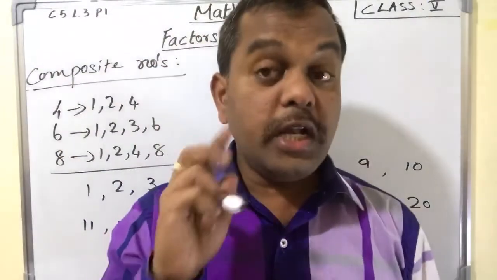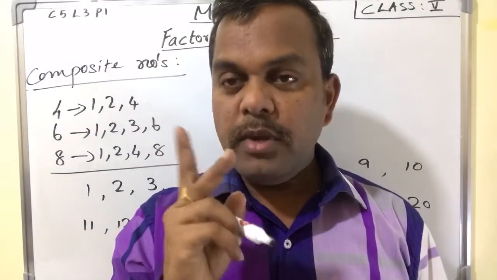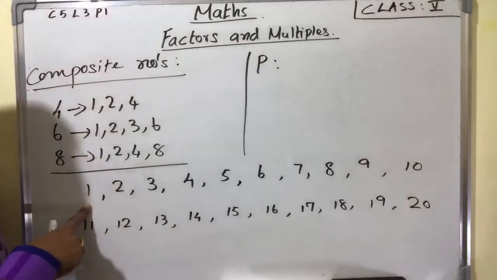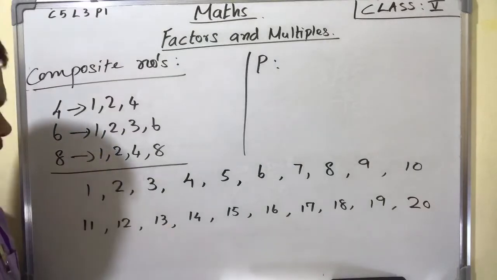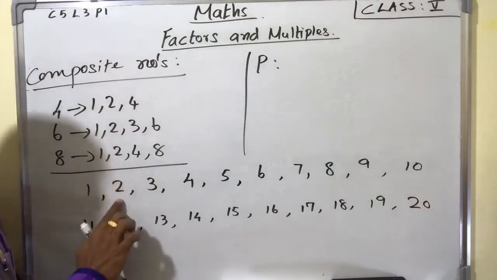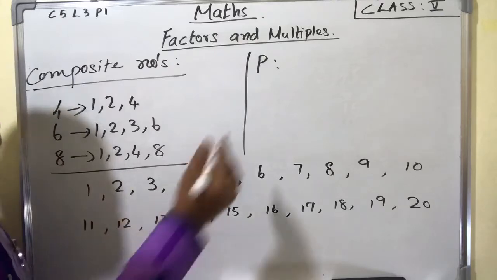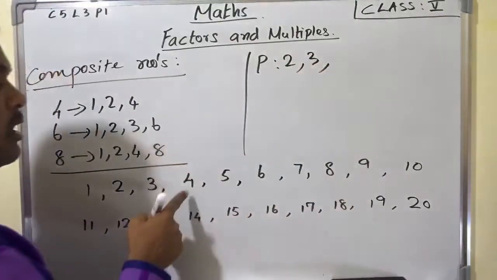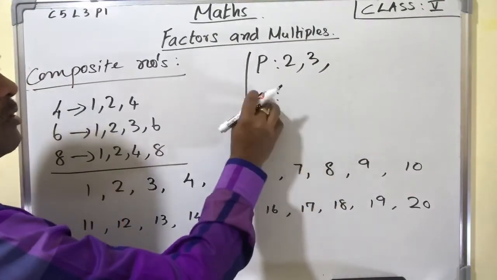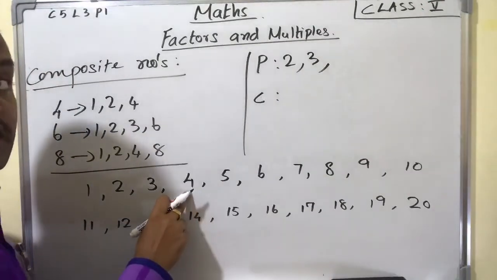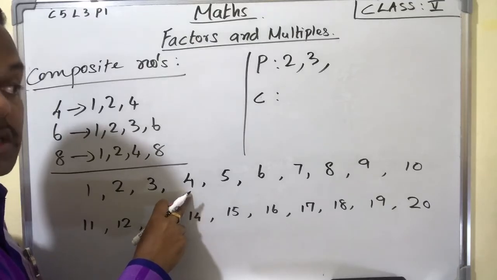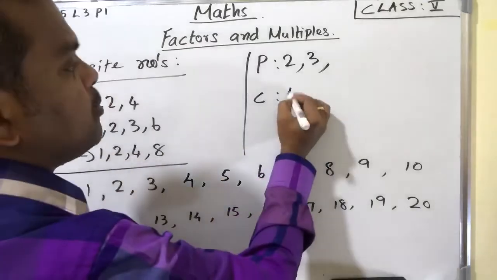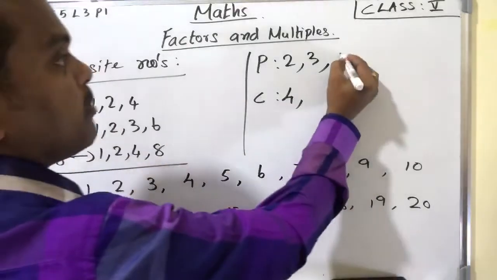Prime number means only 2 factors. Don't take 1. 1 is neither prime nor composite. That one I will explain later. Take from 2. 2 is a prime number, only 2 factors. 3 is also a prime number. And 4 is a composite number, so I will write it as composite. 4 is not a prime number. 4 is a composite number because it has more than 2 factors. And 5 is a prime number.